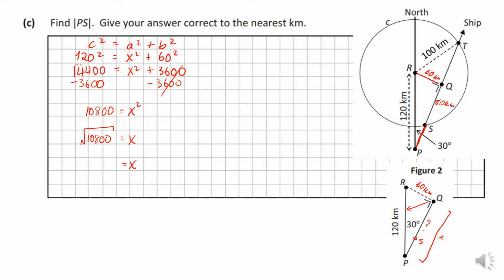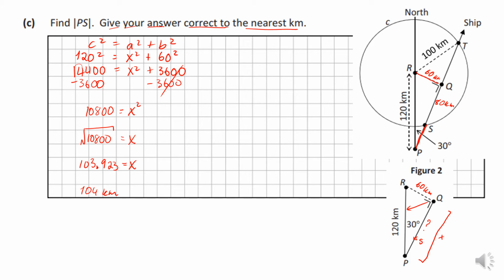And I get 103.923, and it goes on a bit, kilometers. Now we're told to give your answer correct to the nearest kilometre. Well, actually we're not finished yet, we get 104 kilometers.